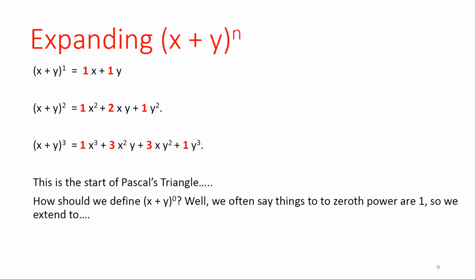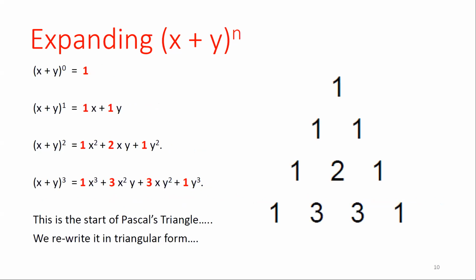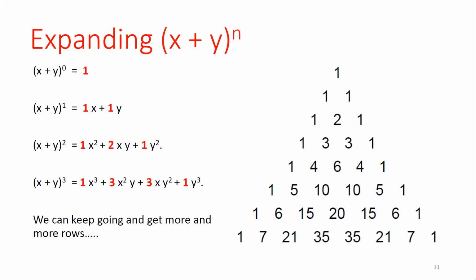So as long as you don't do anything silly, like infinity to the 0, or 0 to the 0, or 0 plus infinity to the 0th power, that's going to cause some trouble. So we should extend it to 1. And here's the beginning of Pascal's triangle. And so we can keep getting more and more rows as we keep going further and further down.